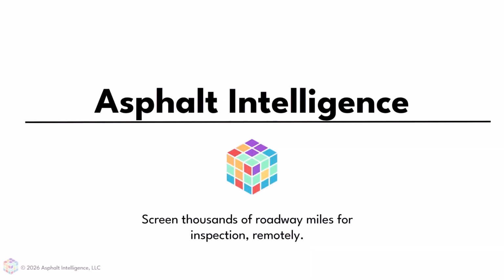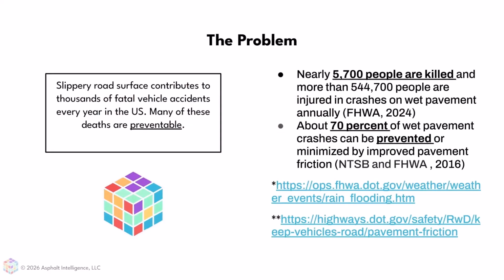Thank you for taking the time today to learn about Asphalt Intelligence, a new way to screen roadway networks remotely by analyzing aerial images. Asphalt Intelligence was developed to address this problem, and that is that thousands of people die every year and many more are injured in wet pavement crashes. About 70% of these crashes could be prevented entirely or mitigated by improved pavement friction.